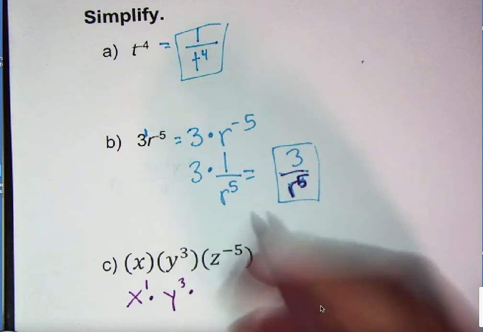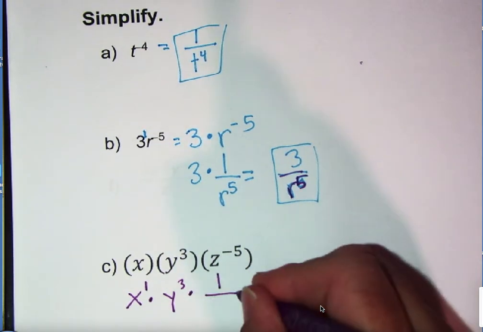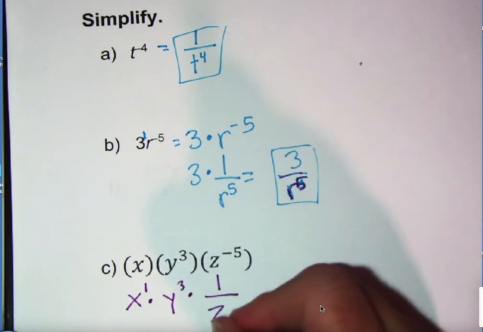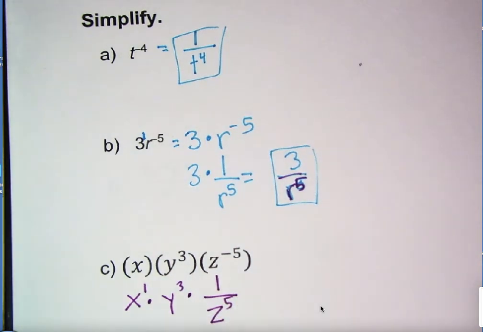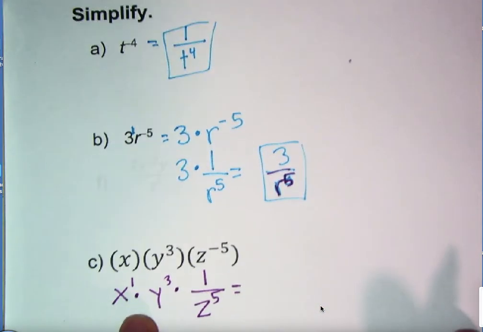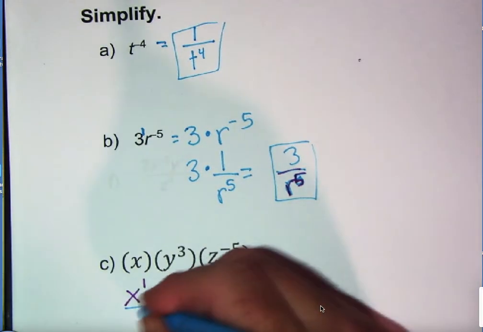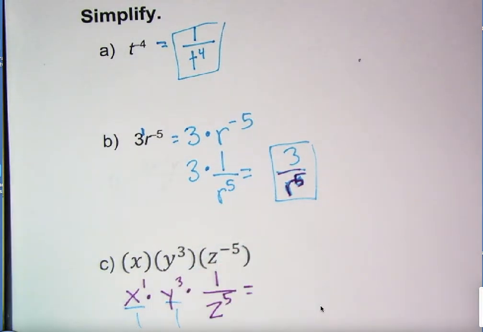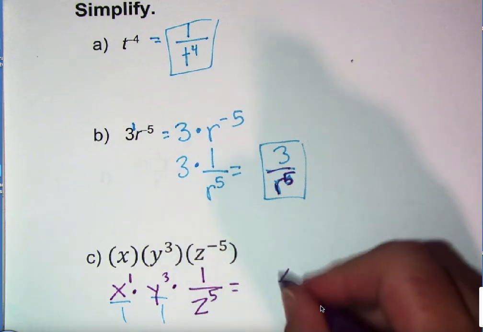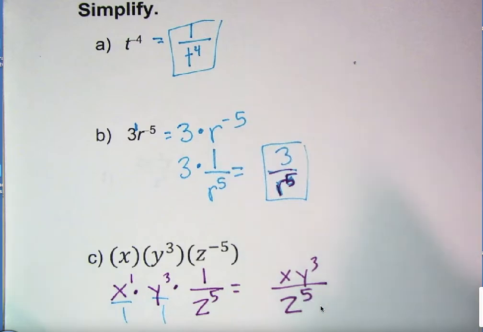R to the negative fifth. Z to the negative fifth. Well, that actually is not okay, so we're going to write it as positive form. 1 over z to the fifth. That's like 90% correct. We want to push it a little further to say that x to the first times y to the third. Well, if I make these all over 1 and multiply straight across, we get x, y to the third over z to the fifth.